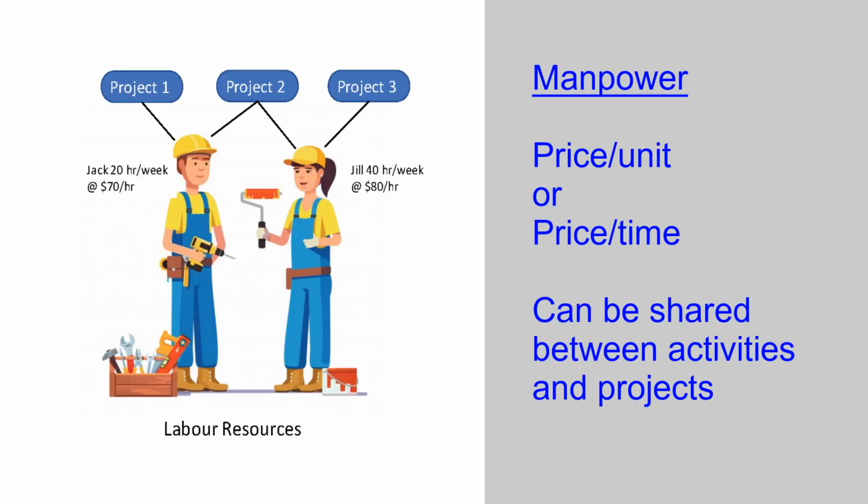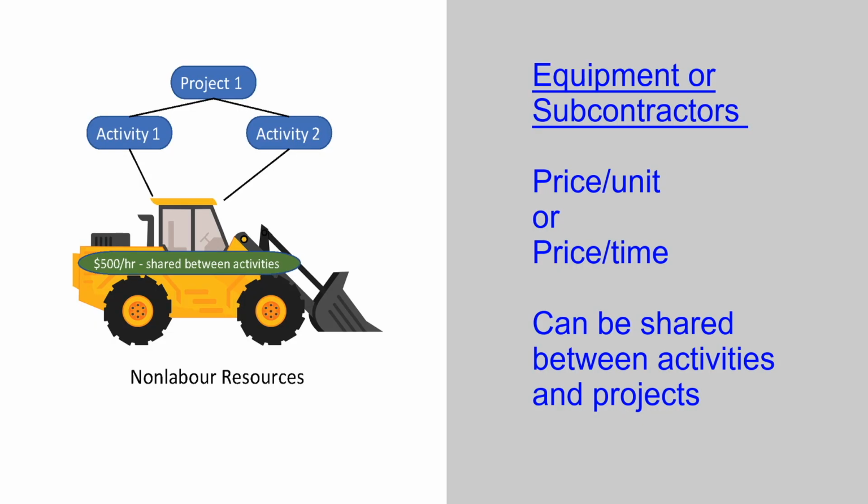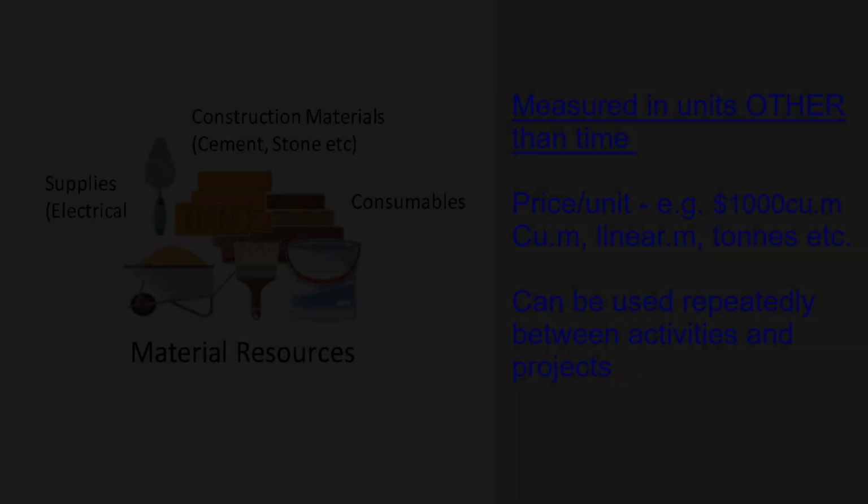Labor, or manpower, is measured as a price per unit or price per time. It can be specific to an individual or an entire crew, such as mechanical personnel. Labor resources can be used between different project activities or shared between projects.